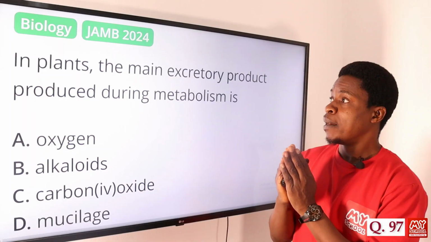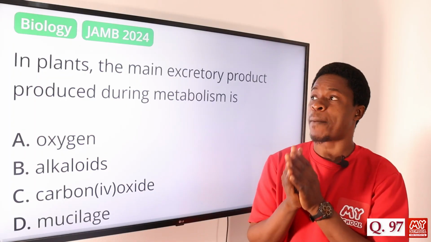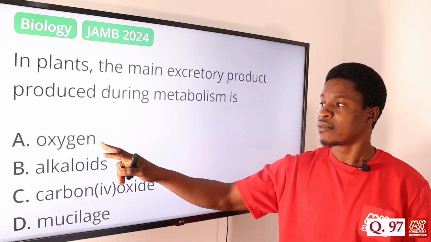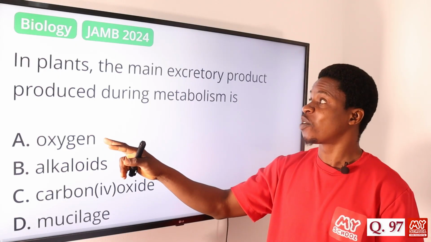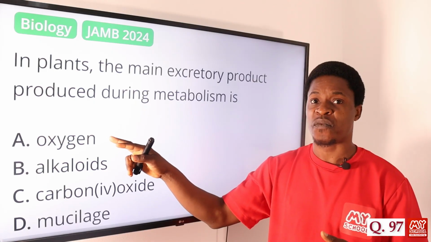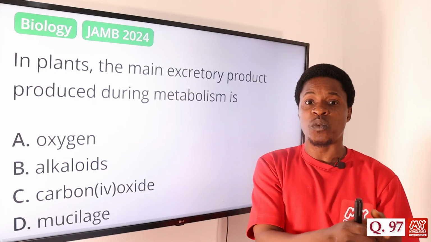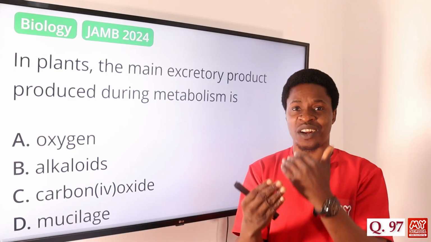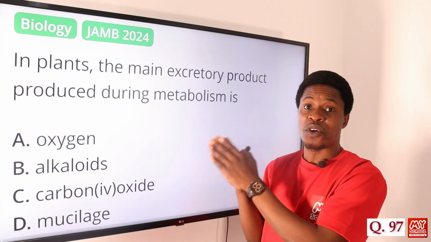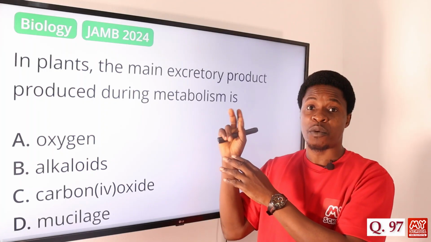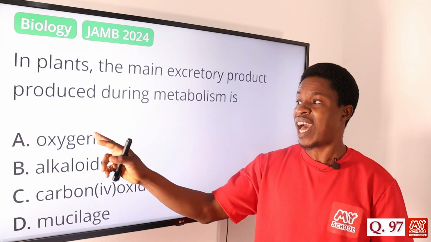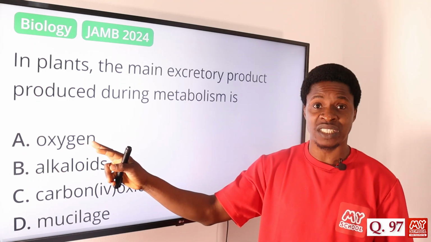But we are talking about the main excretory product produced during metabolism in plants. We have oxygen. Oxygen is also an excretory product that is produced, but this takes place in photosynthesis. Don't forget, carbon dioxide reacts with water in the presence of sunlight and chlorophyll to give what? The sugar that is produced, the food, the starch, plus oxygen that is being given off. We have 6 moles of oxygen given off in the process of photosynthesis. So that makes it an excretory product, but this takes place in photosynthesis.